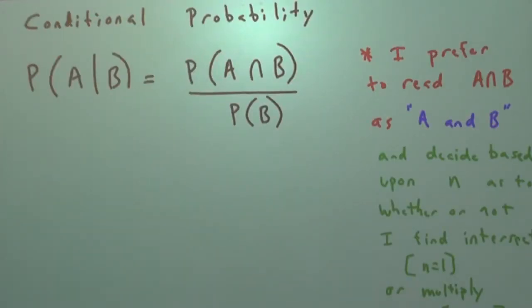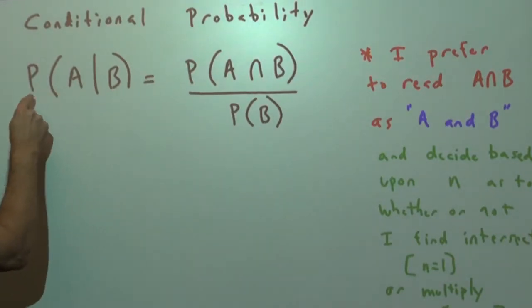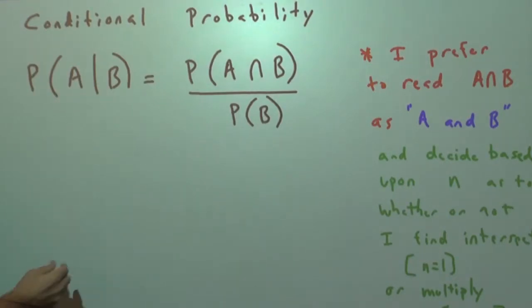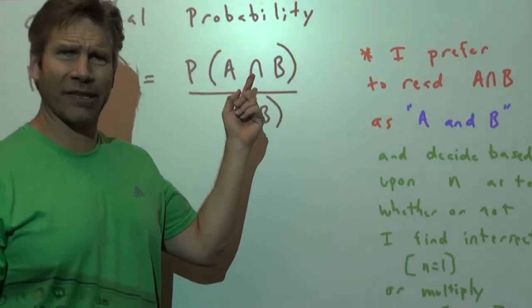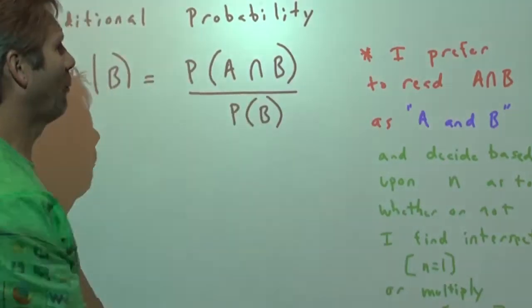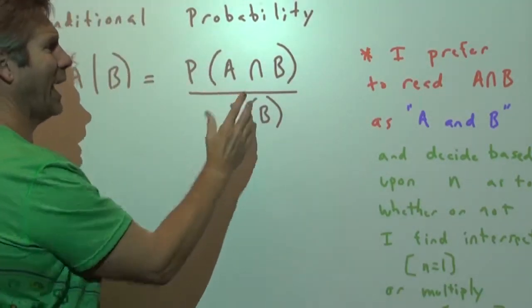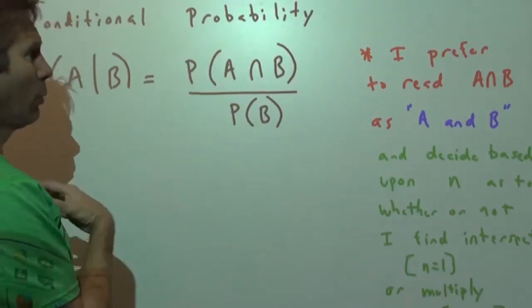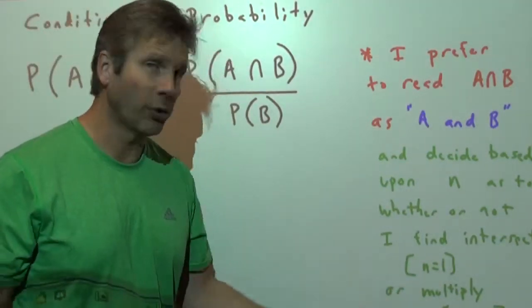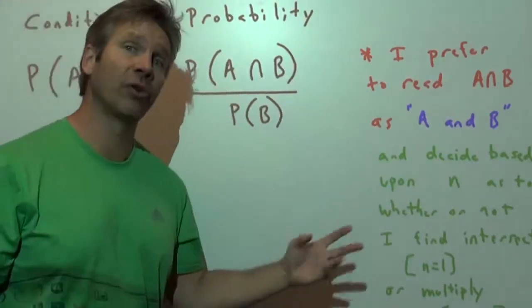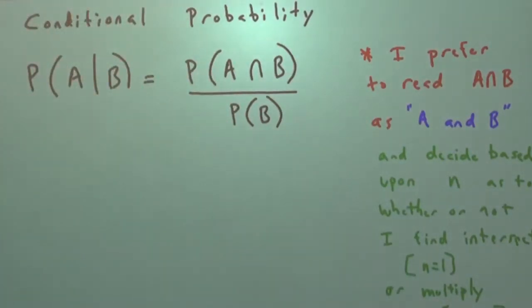So here's the conditional probability formula. I've seen some pretty good mathematicians mess up on this, and we've seen this before. It's the probability of A given that B has occurred. It's this formula right here. I would like us not to read this as A intersect B. I want us to say it's the probability of A and B happening, because we're going to be able to use this formula whether our sample size is 1 or 2. If it's 1, it's intersection. If it's 2, it's multiplication.